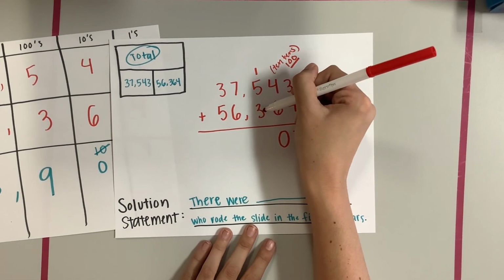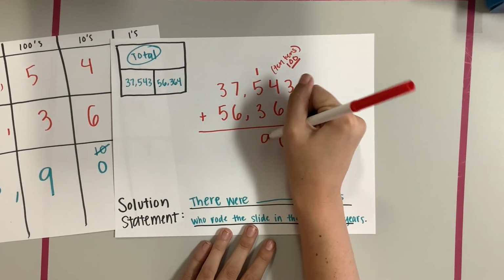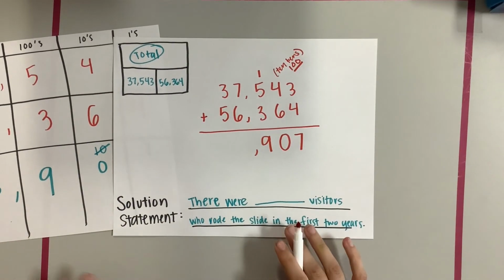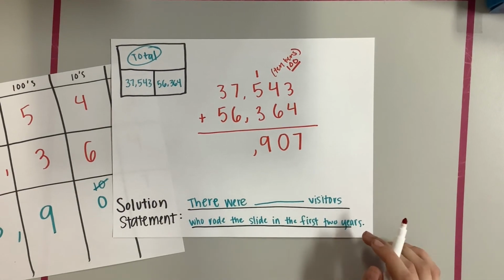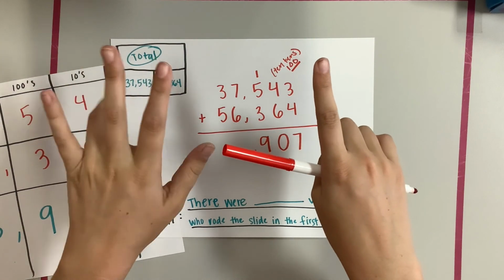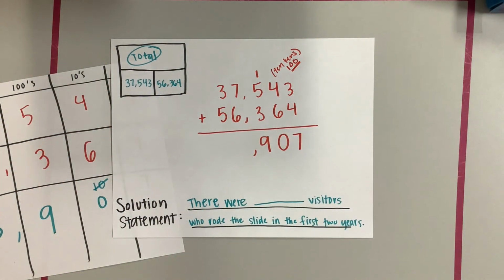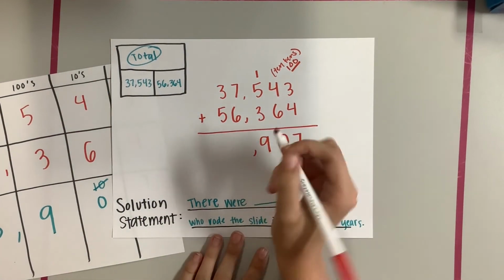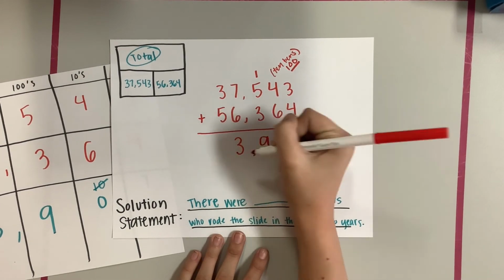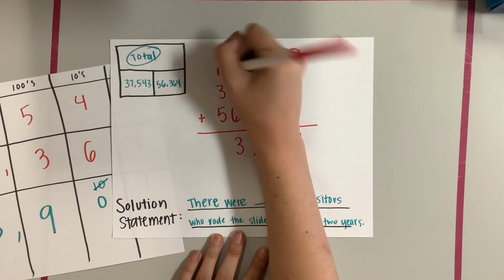5 plus 3 is 8, plus 1 is 9. 6 plus 7 is, oh no, I can't remember this fact in my head. What do I do? Okay, I'm going to hold 7 in my head. 7, 8, 9, 10, 11, 12, 13. Whew. So 13, I'm going to leave my 3 right here, and my 1's going to go up here.